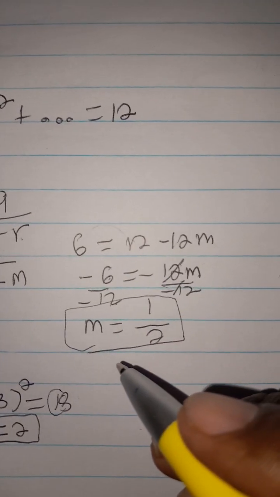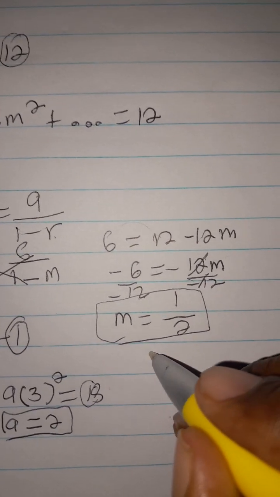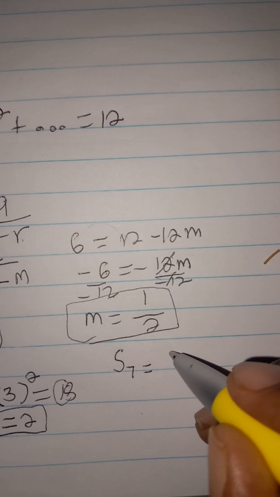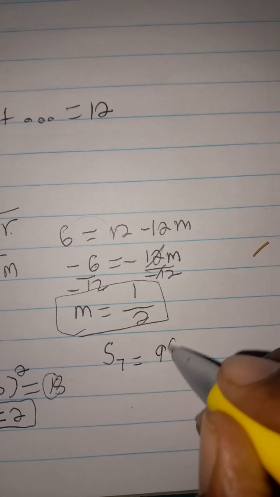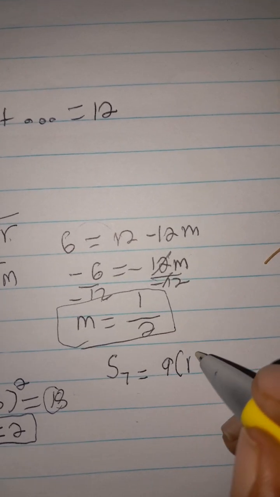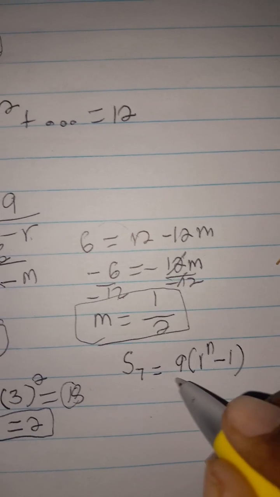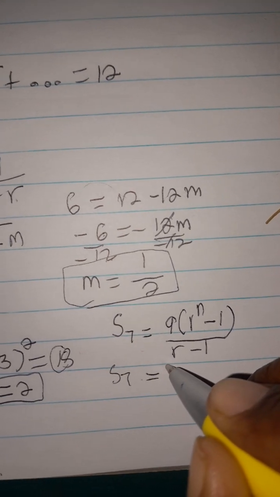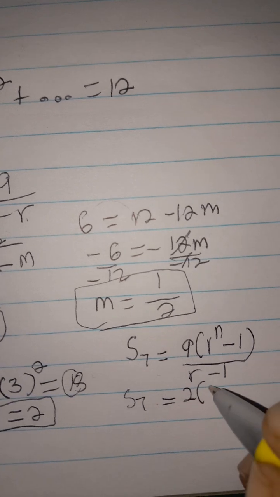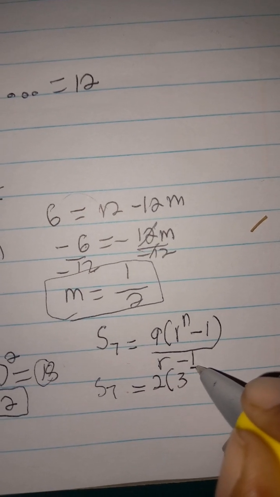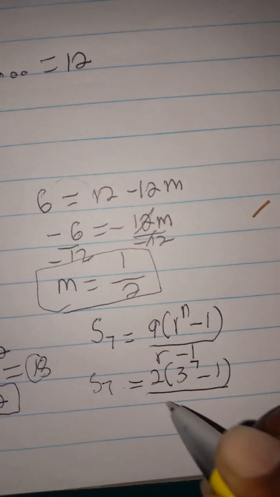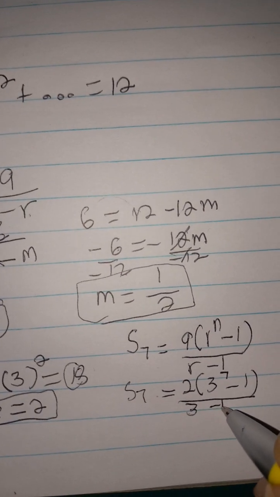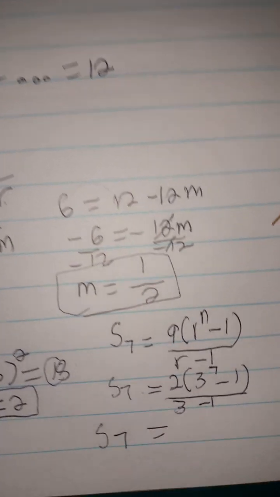We haven't answered our question. Remember, our question stated that we need to calculate the sum of 7 terms. So what are we going to use? We can use our formula a(r to the power of n minus 1) over r minus 1. So we know the sum of 7 terms. Our a, we are being told it's 2. Our r is 3 to the power of how many terms? Remember, it's 7. Then we have our r as 3, minus 1. Then let's punch this in our calculator.